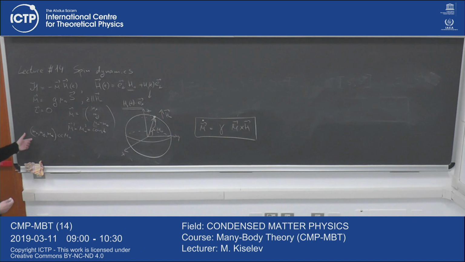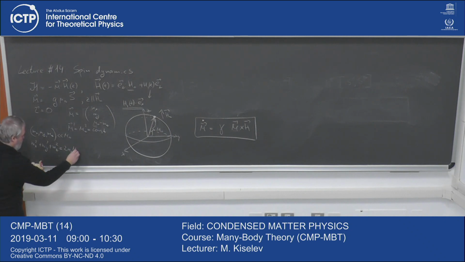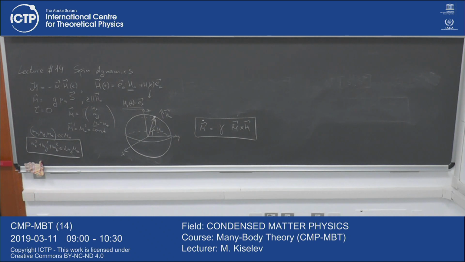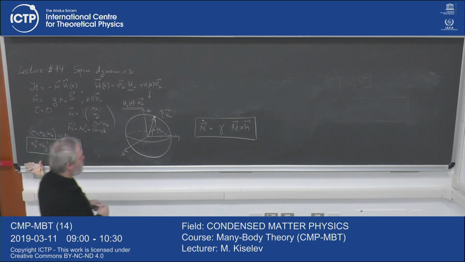As I said, since m square is equal to a constant, mx square plus my square plus mz square is equal to m node square, which in principle gives me a nonlinear connection between these three components. So I emphasize that although the equation I'm dealing with is linear, it's not really linear because these three components are not independent. So there is a hidden nonlinearity.